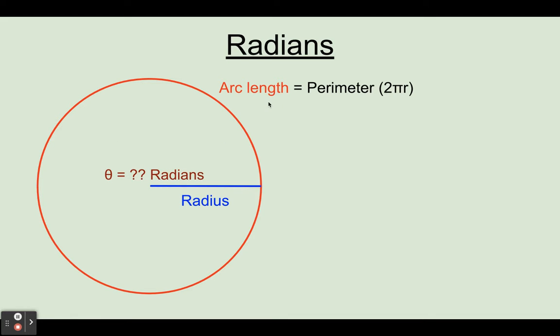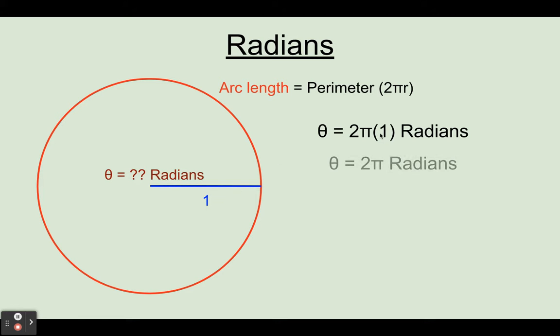Well, easy. By definition, the number of radians is the exact same thing as the arc length with this radius. So that is the perimeter. If I let the radius be 1, the perimeter, this entire red, is simply 2 pi times 1, which is 2 pi. So the arc length is 2 pi. By definition, the radians equal the arc length, so this theta is 2 pi radians. An entire circle has 2 pi radians in it.